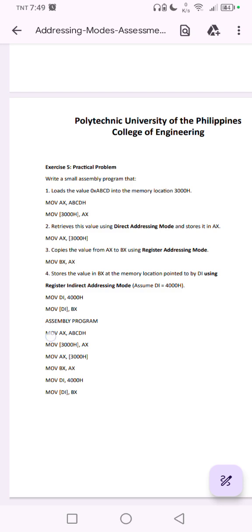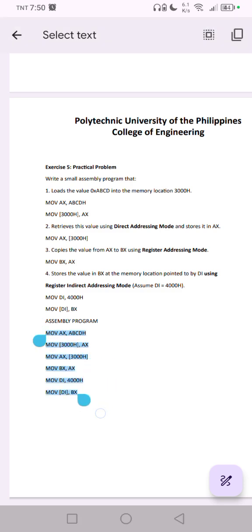So, we are going to see the whole assembly language program. MOV AX, ABCDH; MOV [3000H], AX; MOV AX, [3000H]; MOV BX, AX; MOV DI, 400H; MOV [DI], BX.